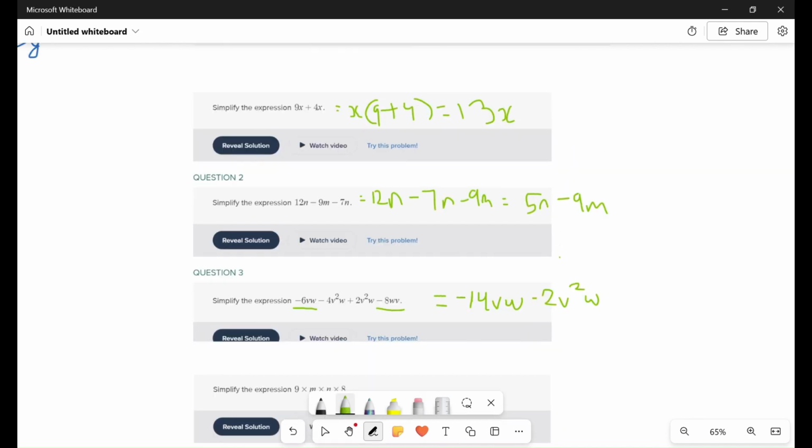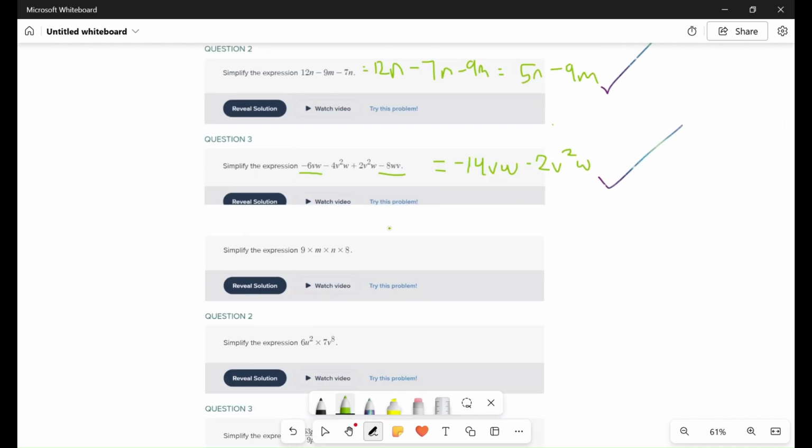Okay, now let's check our answers to see if we got them right. The first one gives us 13x, the second one gives us 5n minus 9m, correct, and the third one is negative 14vw minus 2v square w. Amazing.